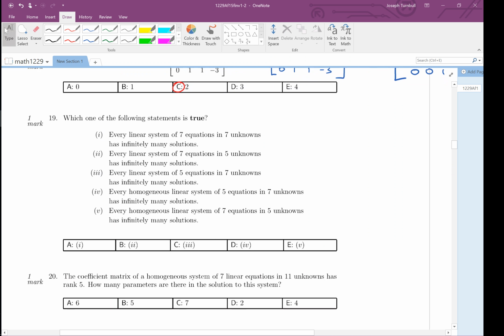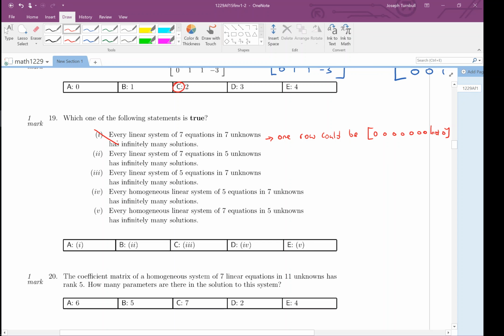Okay, number 19. Each of the following statements is true. Every linear system with 7 equations and 7 unknowns has infinitely many solutions. False, because one of those equations, one row, could be 0, 0, 0, 0 for the 7 unknowns, and then not 0. We could have that. So it can't be option 1.